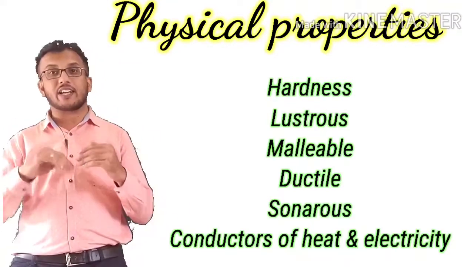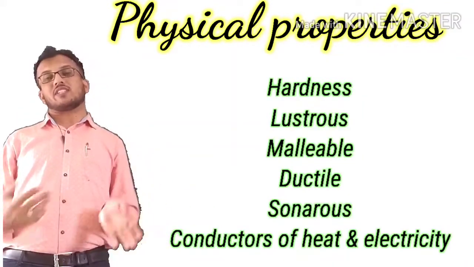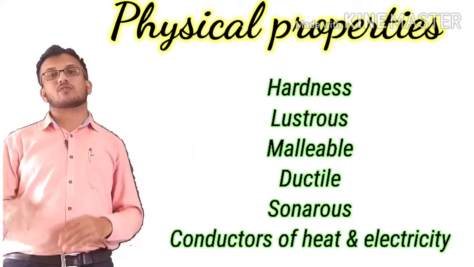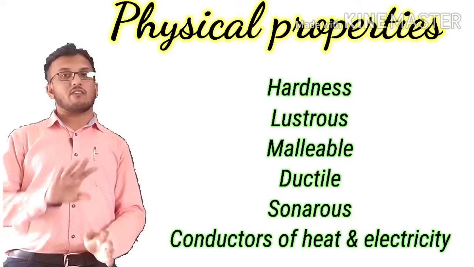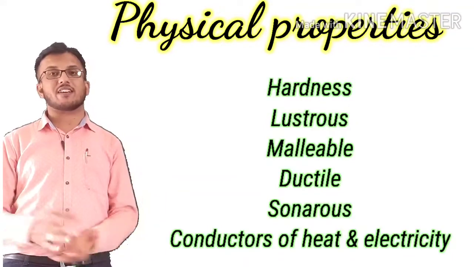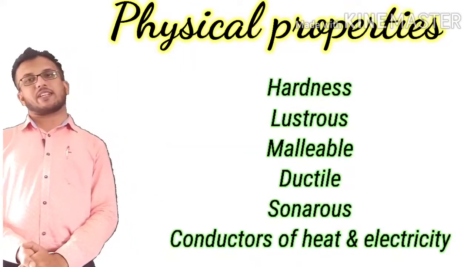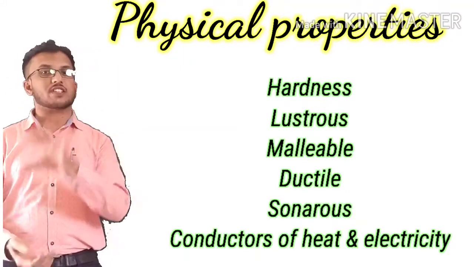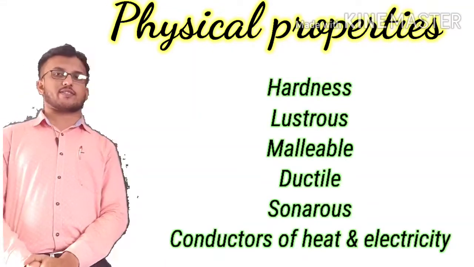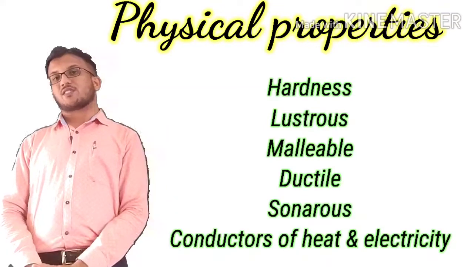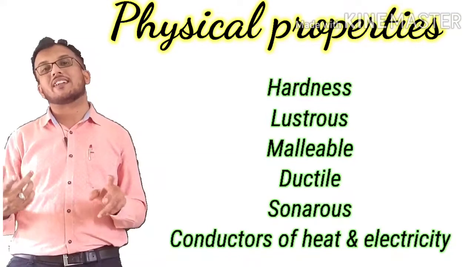Ductility is the nature by which metals can be molded into wires, which is very useful for our life's needs. Non-metals cannot be made into wires because they are non-ductile. So this is the fourth physical property of metals and non-metals. The fifth property we are going to learn is sonorous. Metals are sonorous, whereas non-metals are non-sonorous.